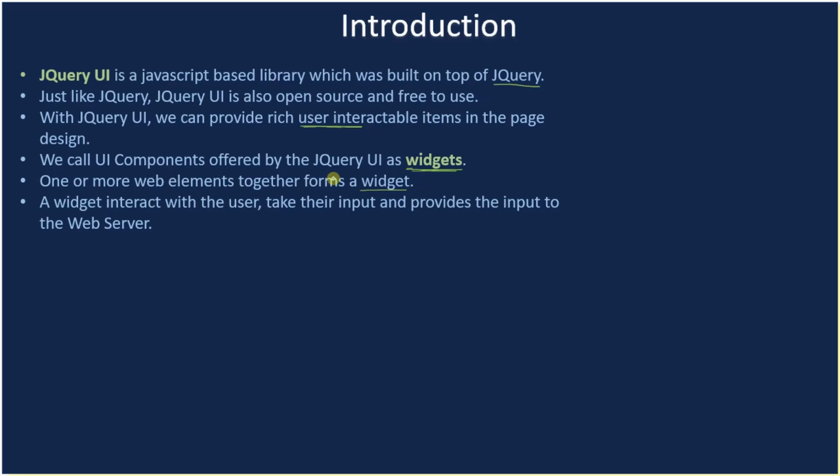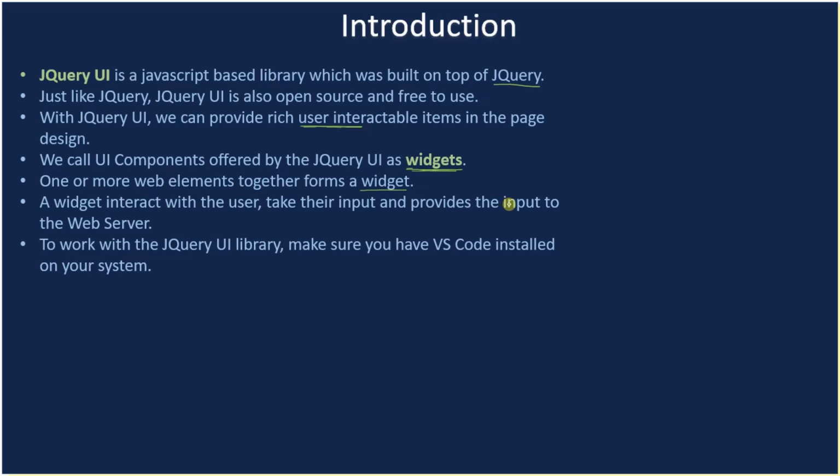Here we use the jQuery UI. jQuery UI reads existing HTML elements, and it will bundle the existing elements to form the widget and presents the widget to the user. The user will interact with the widget and provide their input, and the widget will take the user input and communicate it to the web server.